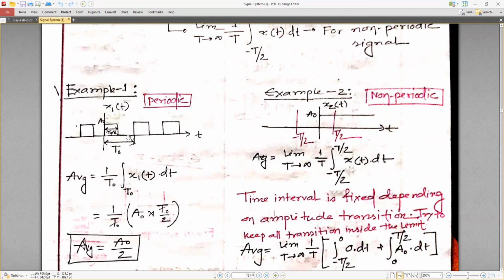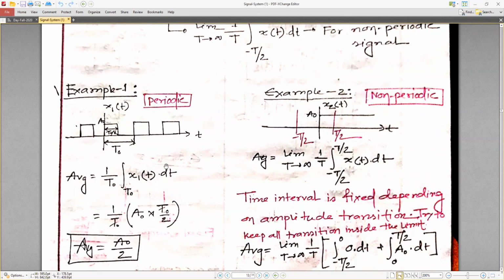Okay. And the amplitude is a naught. That's why they multiplied it by t naught by 2, because total is t naught, so half is t naught by 2. So that is a naught into t naught by 2. So multiply it, t naught into t naught, here a naught by 2. So average value is a naught by 2. Okay, a naught by 2.